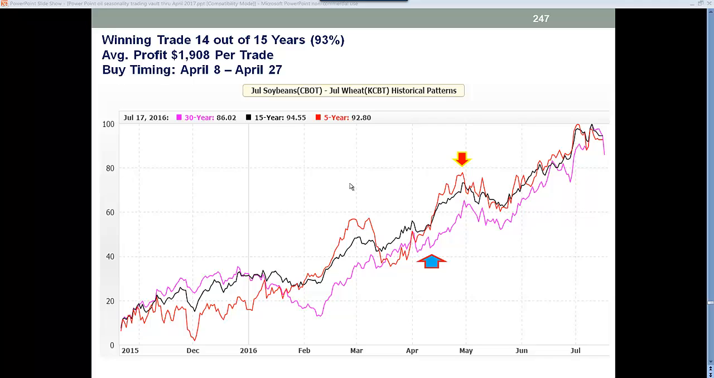Average profit per trade, if you had taken this trade seasonally, gotten into it on the 8th and out on the 27th, so that would be going long July soybeans, short July wheat, you would have made $1,900 per contract on that spread, and this is what it looks like as a spread on a chart.